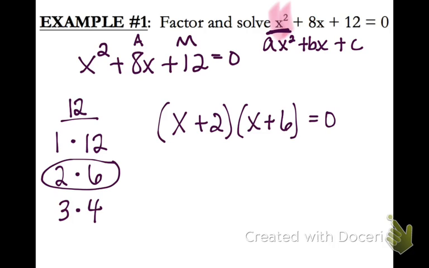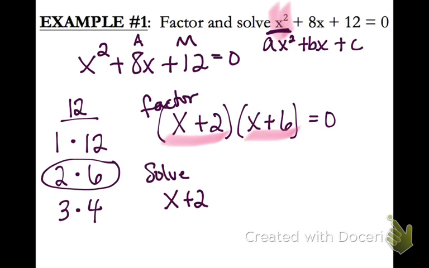So if the problem is asking you to factor, that's what you write. That's your answer. If the problem is asking for you to solve, you take each of these sets of parentheses, you set them equal to 0, and you solve for x. So I get x plus 2, I set it equal to 0. X plus 6, set it equal to 0.